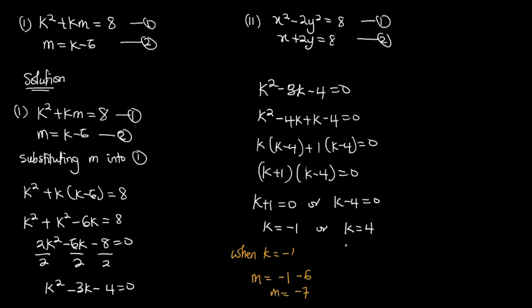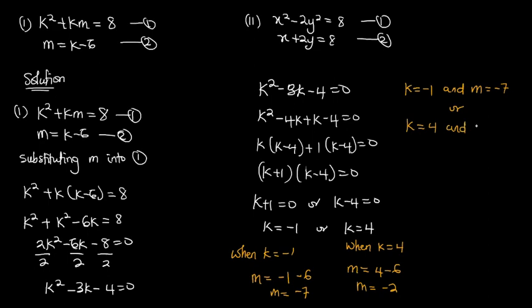Now let's look at when k is equal to 4. When k is equal to positive 4, we have m equal to 4 minus 6, and that will give us m equal to negative 2. So our solution set is k is equal to negative 1 and m is equal to negative 7, or k is equal to 4 and m is equal to negative 2. So this becomes the answer for the first set of equations.